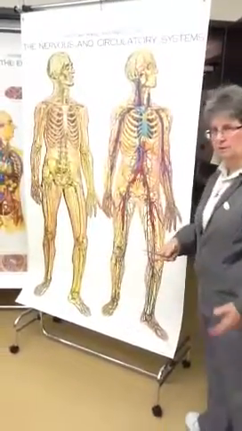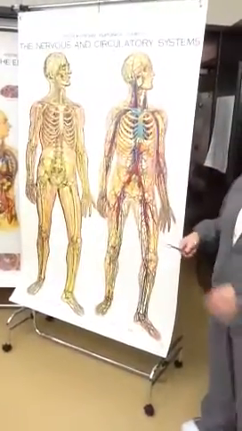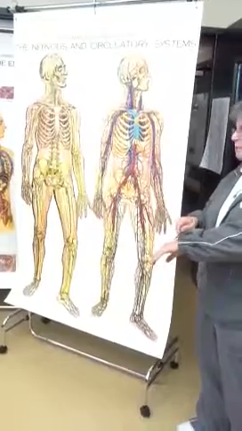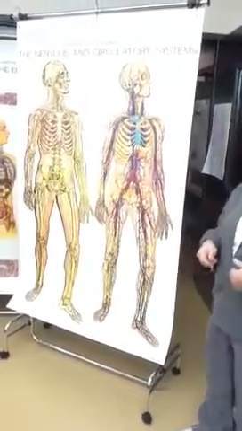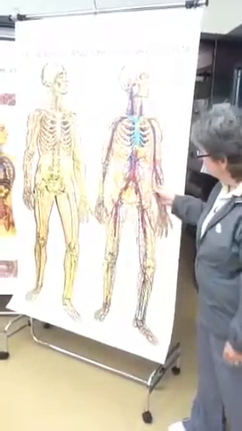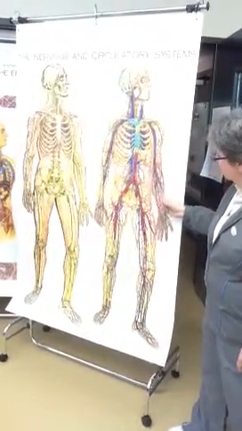This is one of the easier ones to find. Okay? So when you have IVs started, they go into these little superficial veins on the backs of your hands, usually first. Okay? So that's the median cubital vein right in here.